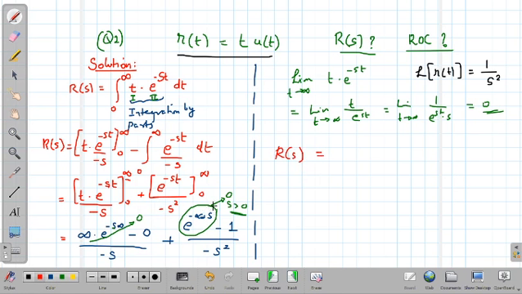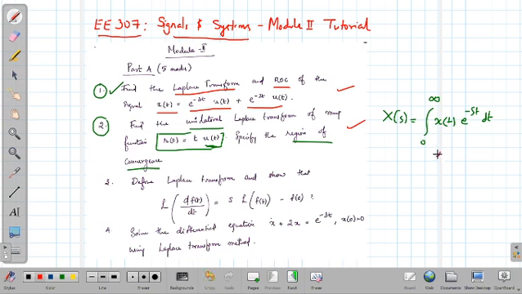Second term, it becomes minus 1 by minus s square for the region of convergence s greater than 0. So it becomes 1 divided by s square, and region of convergence is real part of s. What is the region of convergence? A real part of s greater than 0.